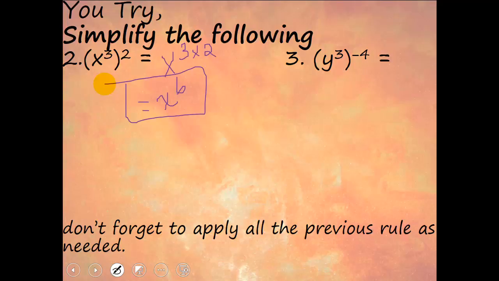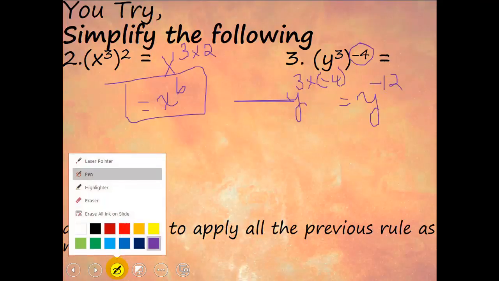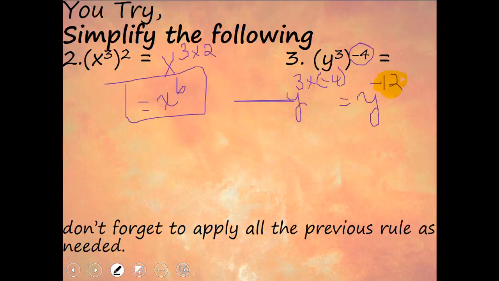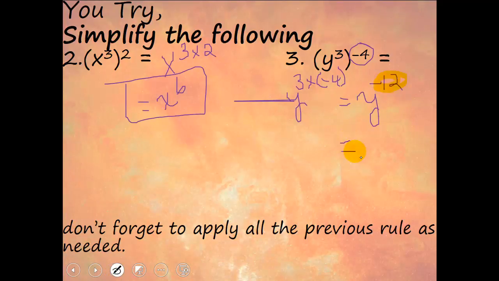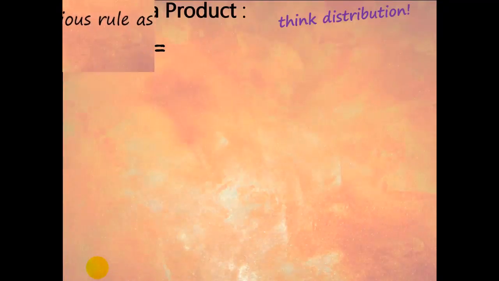On number 3, we have a negative outer exponent, but we're going to do the exact same thing. No worries. This is going to be y to the 3 times negative 4, which is y to the negative 12. Now notice what we have here: a negative exponent, which we're not allowed to keep. So we're going to move that y to the 12th to the denominator, change the sign of the exponent to positive, and put it over 1. So don't forget to apply all the previous rules. Sometimes you may have to combine like bases. We'll get to a couple of those examples.